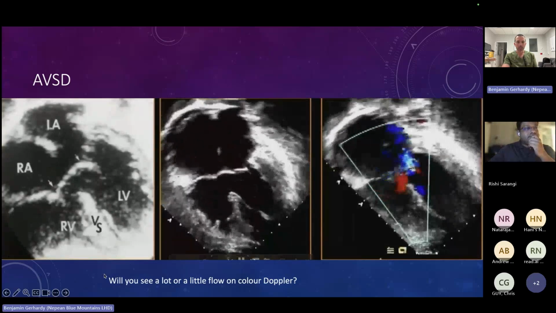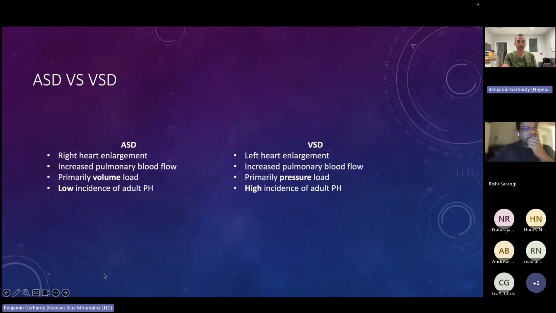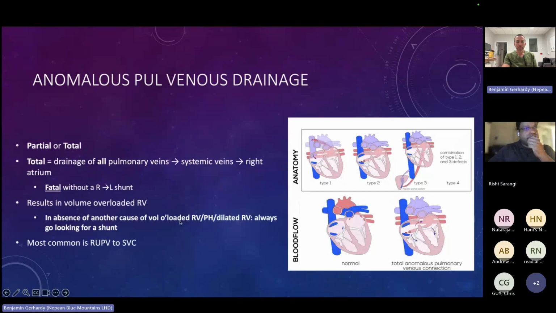AVSD, trisomy 21 is the common association there. Skip over that and skip over that.